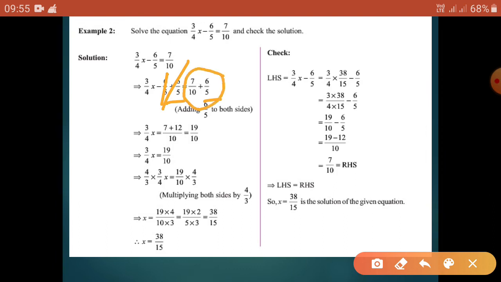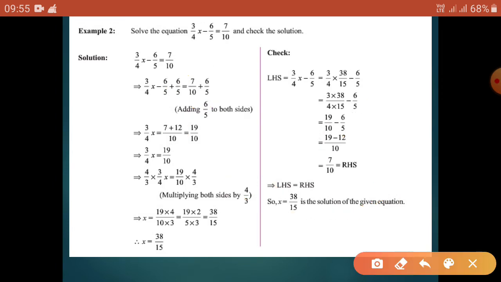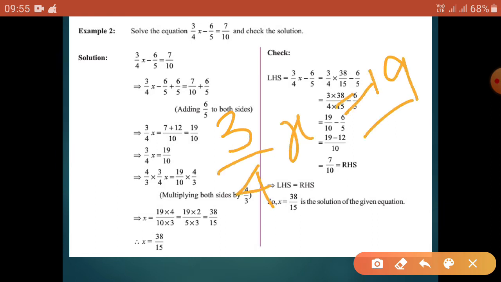If we add those fractions, we will get 7 plus 12 by 10. Why? Because this equation has 7 by 10 and 6 by 5, so we have to find the LCM first. LCM is 10. Okay, so we write the LCM, that is 10, below, and then 7 plus 12. Okay, so this gives us 19 by 10. So ultimately we are getting 3 by 4x equal to 19 by 10.